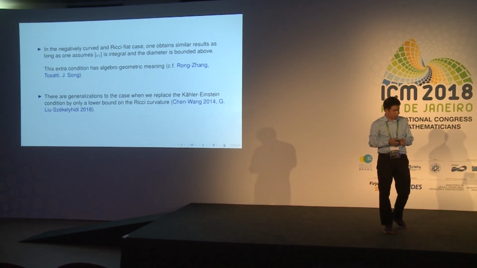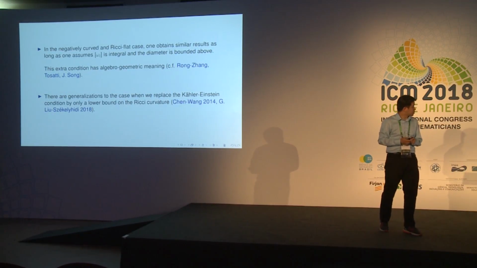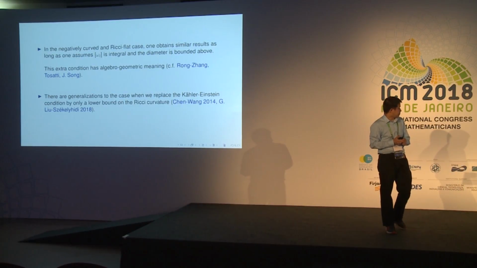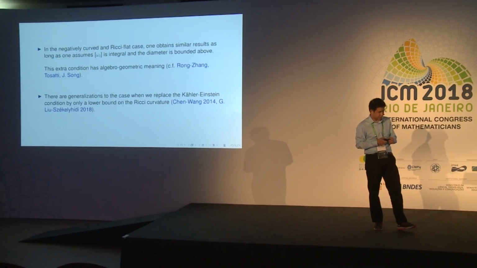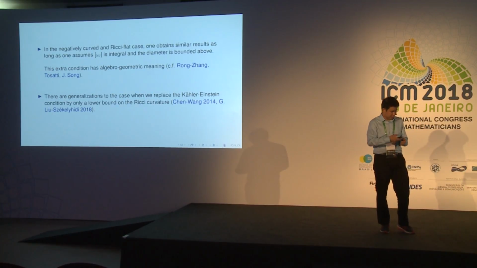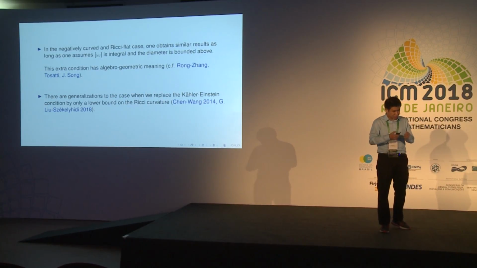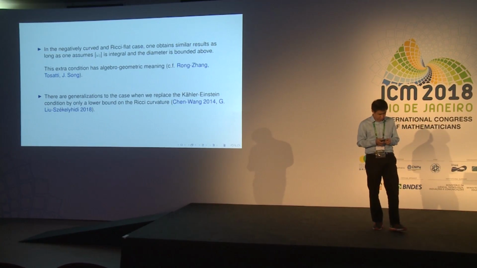Okay, so there are extensions of this result to the case when we only have a lower bound on the Ricci curvature, but we always have to assume the diameter is bounded above. So in particular, in the negative curvature and the Ricci flat case, we also have similar results, but this extra condition has to be there. And that extra condition has algebraic geometric meaning.